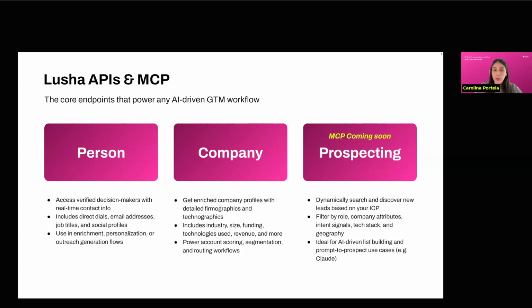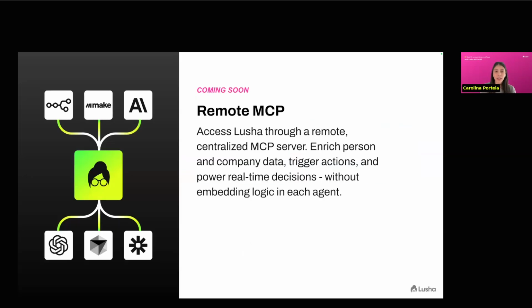The third one is prospecting. That one is for when you don't necessarily have the person or the account, but you do know who you're looking for. You do know which companies you are going after. So you can use our filters to search for those people, and use the filters to search for those companies, and from there, create your targeted lists. Prospecting as of now is only available with API. We're going to have prospecting with MCP coming soon. So stay tuned on that. If we can go to the next slide.